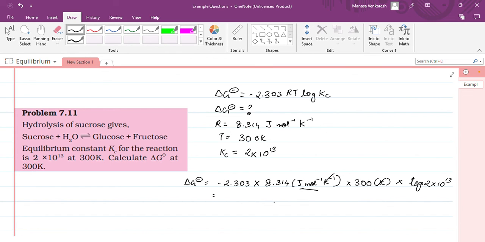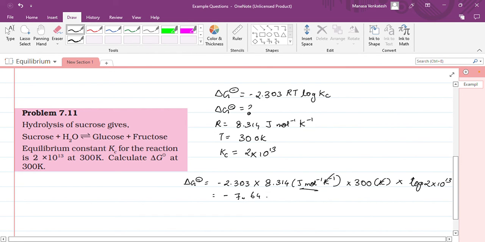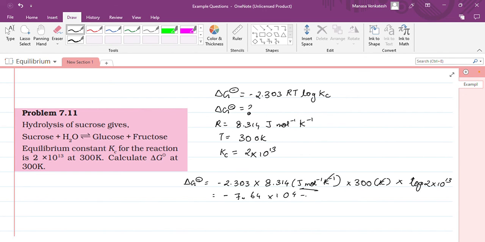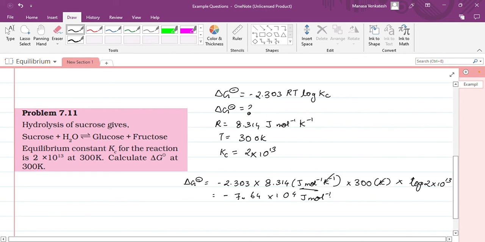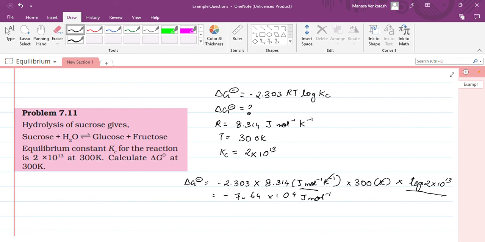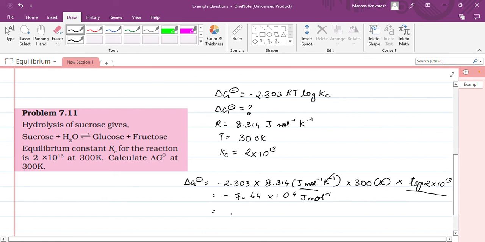And when we simplify the above equation, we get the value as minus 7.64 into 10 to the power 4 joules per mole. So basically you'll have to multiply everything and then take the log of this, which I assume you know at this point how to do. And this is also equal to minus 76.4 kilojoules per mole.